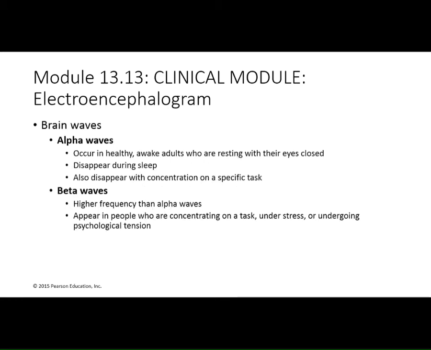And again, this is a memorization kind of thing. There are some different waves coming off the brain. They're just alpha, beta kind of terms. The alpha waves are going to be in a normal, healthy, awake individual resting with their eyes closed. We don't have alpha waves when we're sleeping. We only have alpha waves when you're awake, eyes closed, healthy. And they also disappear when you're concentrating.